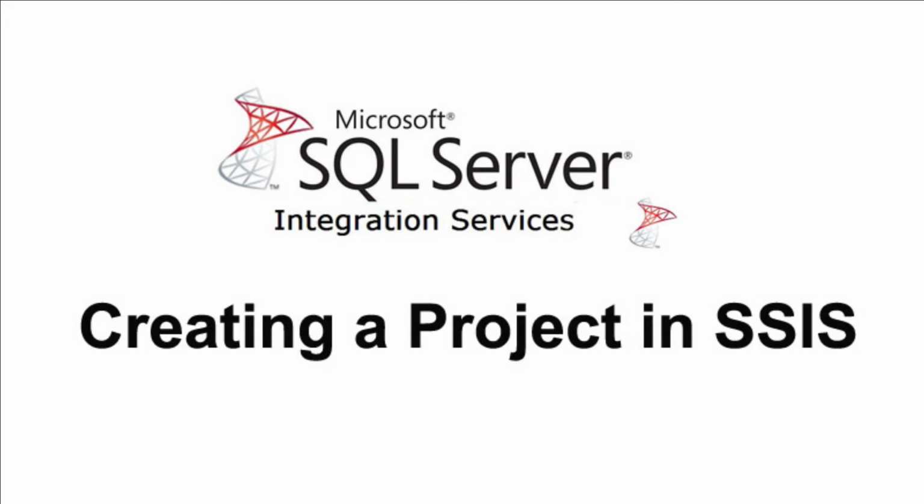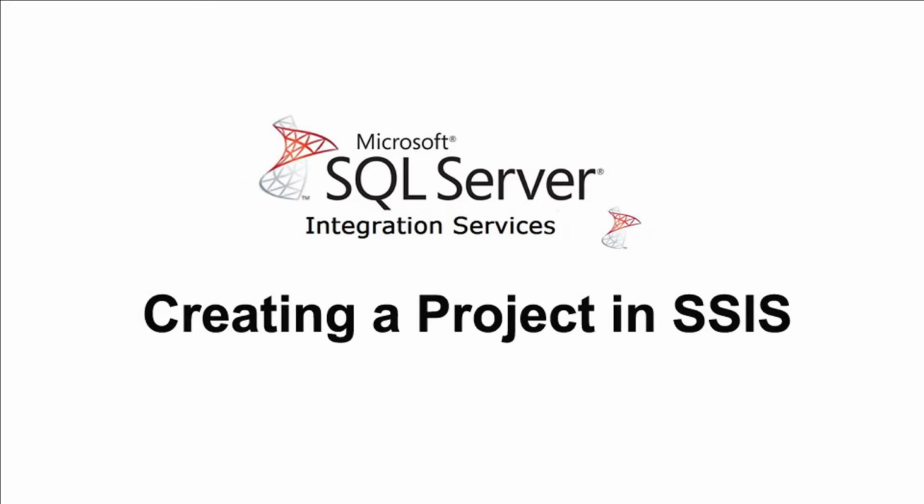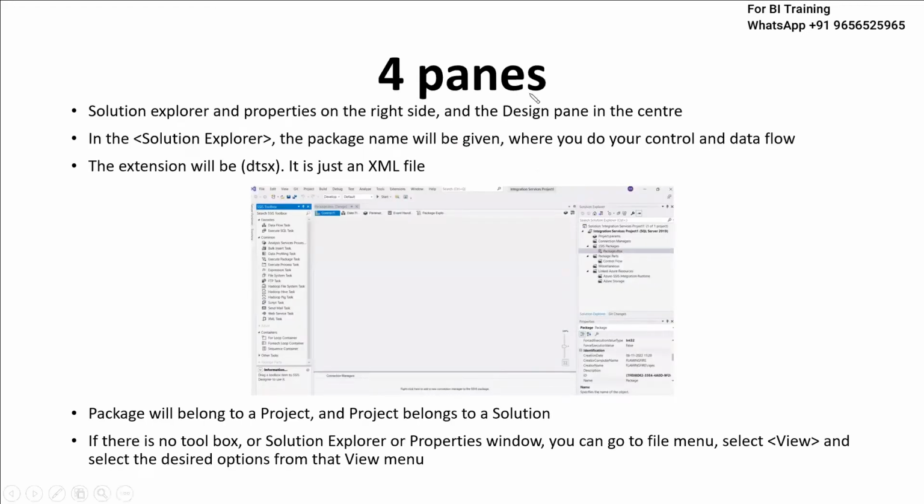In this video, we will create a small project in SSIS and we will see what the panes and project related tools are in Visual Studio for SSIS. Basically, there are 4 panes in the Integration Services project in Visual Studio. You can see 1, 2, 3 and 4.